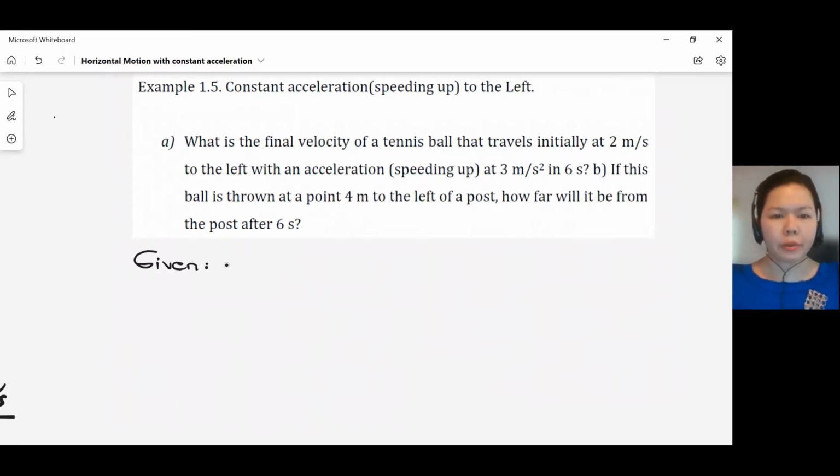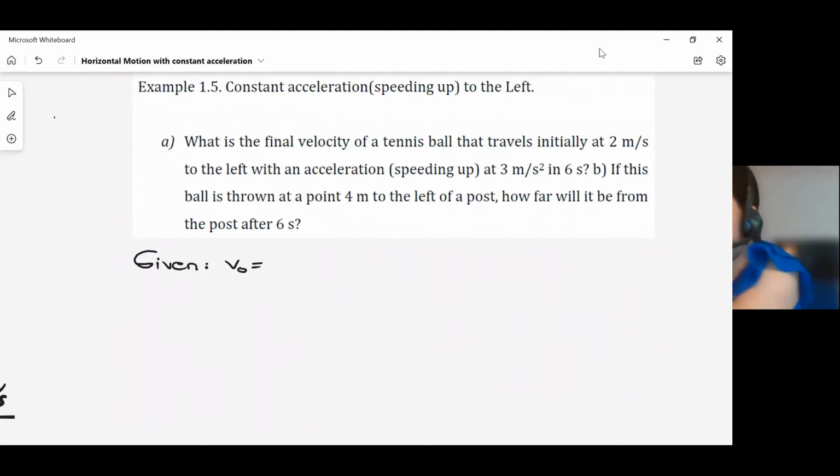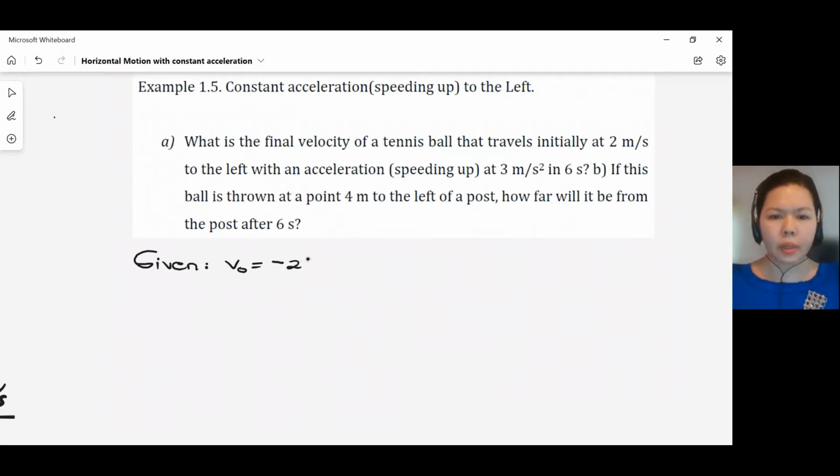We have V initial is equal to negative 2 meters per second, negative since this tennis ball is moving to the left, and our sign convention is to the left is negative.